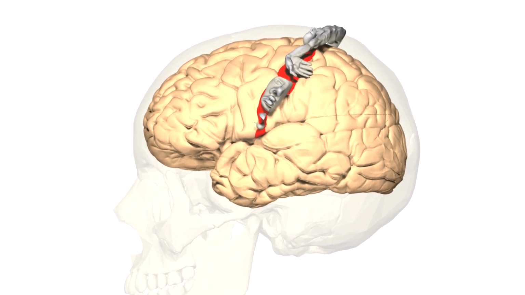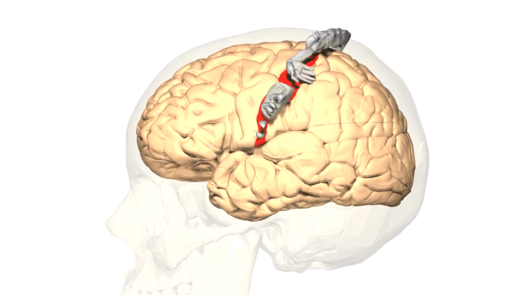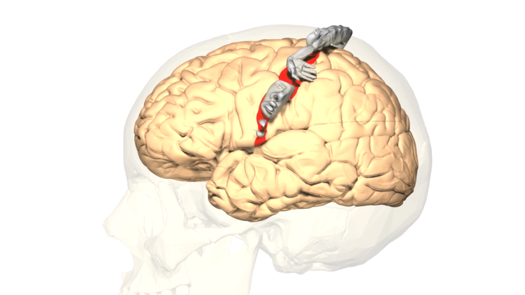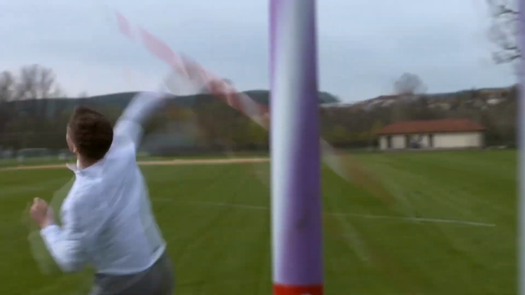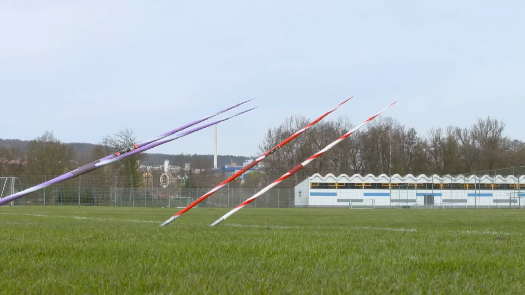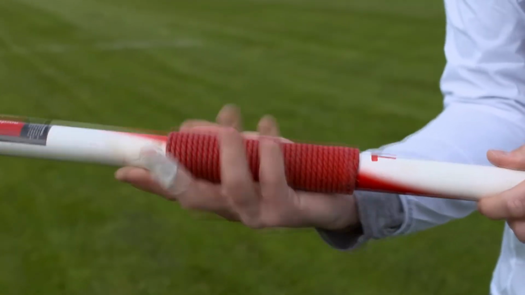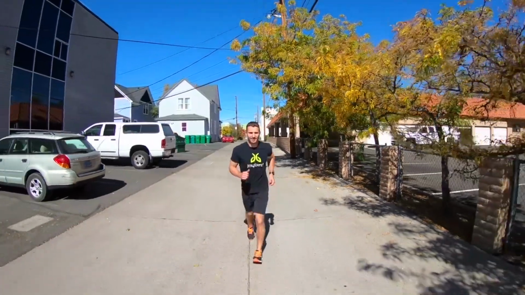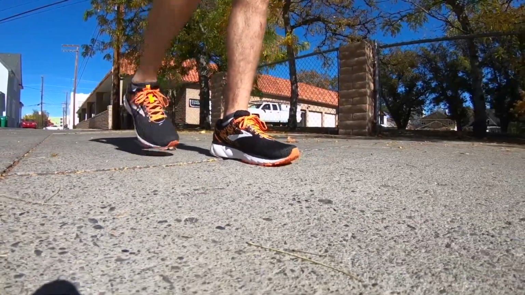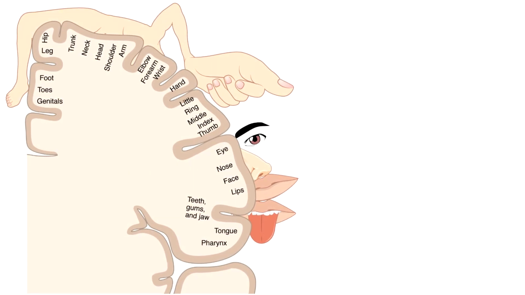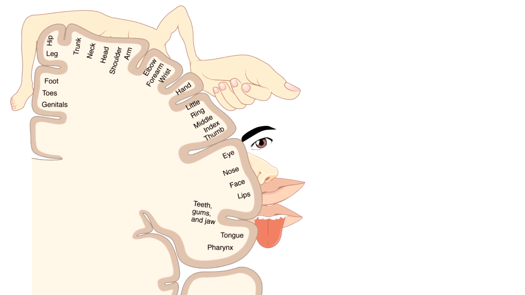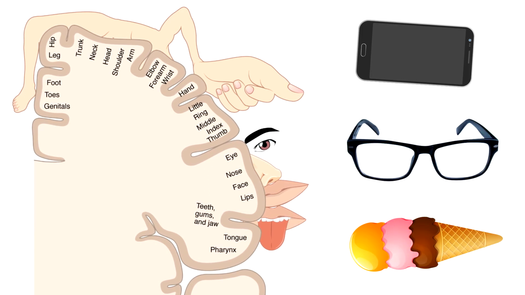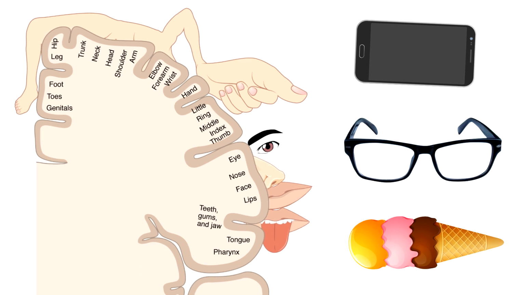Our brains also contain what are known as semantic homunculi, topographic maps of how concepts, objects, and language relate to the body. So for example, the words throw and javelin might activate the arm and hand regions of the semantic homunculi, while the words run or shoes might activate the foot and leg regions. Interestingly, there is some overlap between the motor and semantic homunculi, which means that certain parts of the brain process both the actual motion of body parts and concepts that are related to those same body parts.